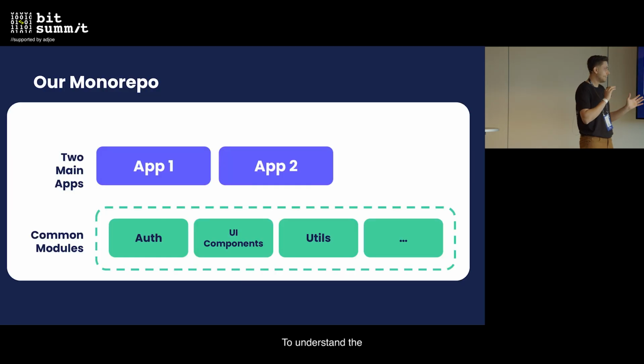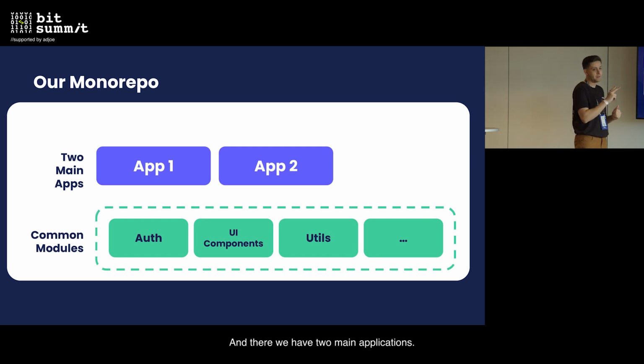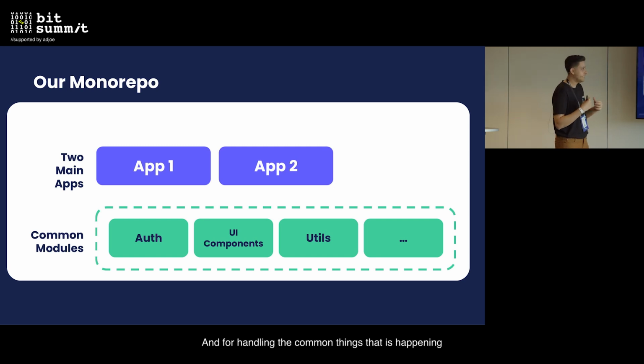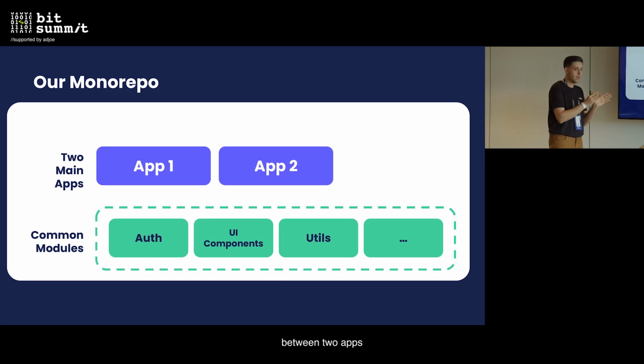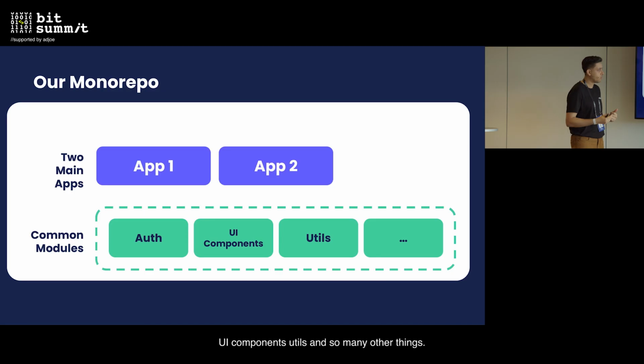To understand the next slides better, I have to explain how the structure of our project is. Here is our monorepo, and there we have two main applications. And for handling the common things that are shared between the two apps, we have our common modules, containing authentication, UI components, utils, and so many other things.